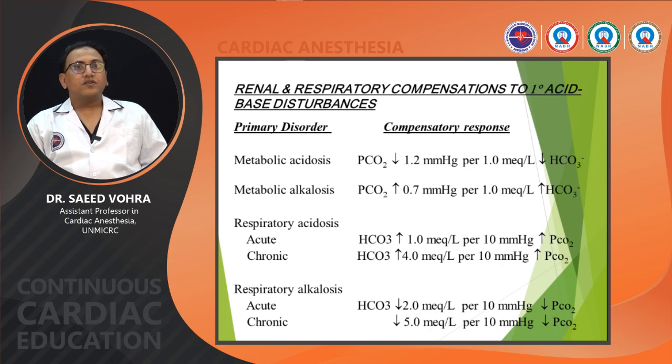If the primary disorder is respiratory acidosis, in acute conditions bicarbonate increases 1 milliequivalent per liter for every 10 mmHg of CO2, and in chronic respiratory acidosis, bicarbonate increases by 4 milliequivalent per liter for 10 mmHg of increase in CO2. In acute respiratory alkalosis, bicarbonate decreases by 2 milliequivalent per liter for every 10 mmHg decrease in CO2, and in chronic respiratory alkalosis, it decreases by 5 milliequivalent per liter per 10 mmHg decrease in CO2.